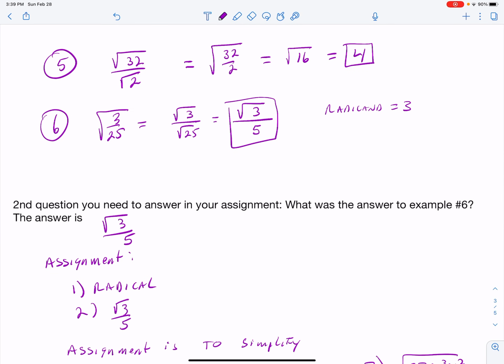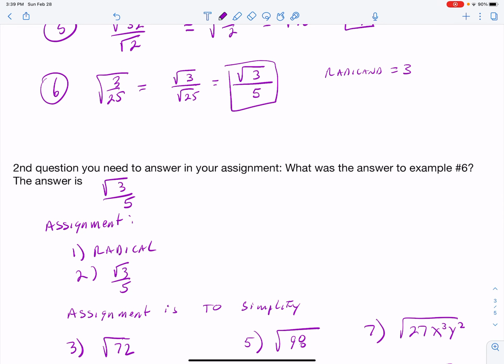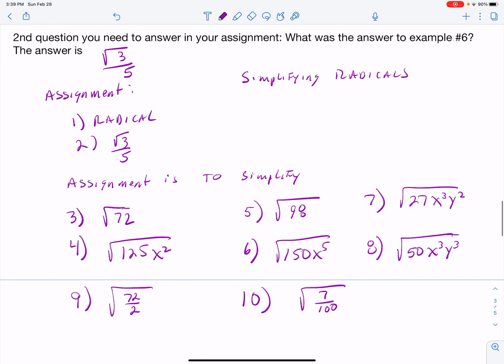So here's your answer to the second question. Your second question you need to answer in your assignment is, what was the answer to example number 6? And your answer is the square root of 3 over 5. So when you start your assignment here in a second, you should say your assignment's going to be simplifying radicals. That's how you can label it. And your answer to number 1 is going to be radical. Your answer to number 2 is going to be the square root of 3 over 5. And then I'm going to give you 3, 4, 5, 6, 7, 8, 9, 10. So you're going to have 8 more problems to simplify.